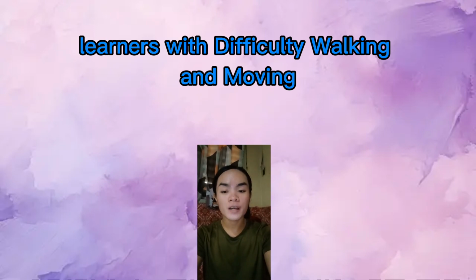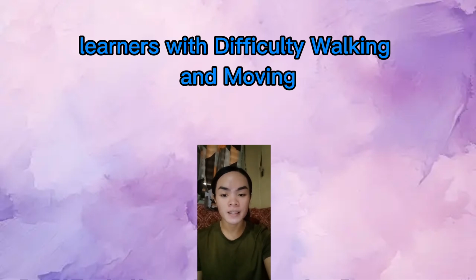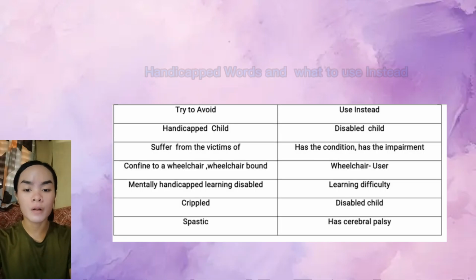Learners with difficulty walking and moving. The language that we use in describing learners could reflect and shape the way we think about them. For instance, let us look at the difference between the child with disability and disabled child. When we say child with disability, this implies that the child has a disability. On the other hand, disabled child could imply that this child is disabled by circumstances, including people's attitude and resources, rather than one's physical disability. So I have here a table of handicap words and what to use instead.